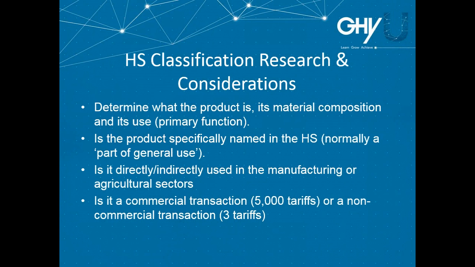Can you or your customs broker apply an annex code to lower your duty rate? Have we looked at Chapter 99 of the customs tariff to see if an annex code can eliminate the duty? Is it used for agriculture? Is it a commercial shipment or a non-commercial shipment?